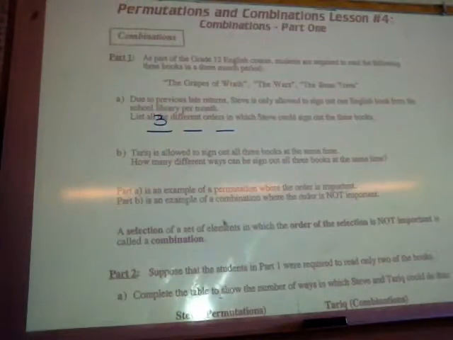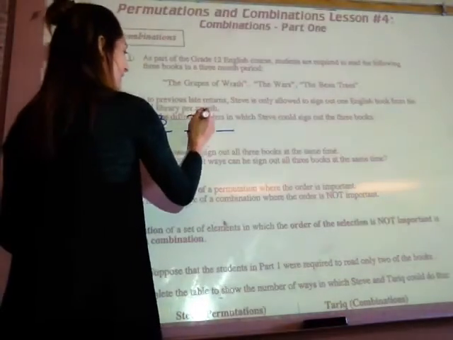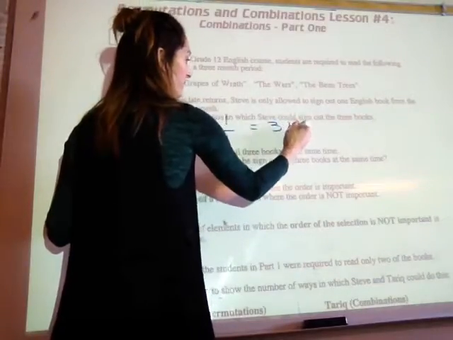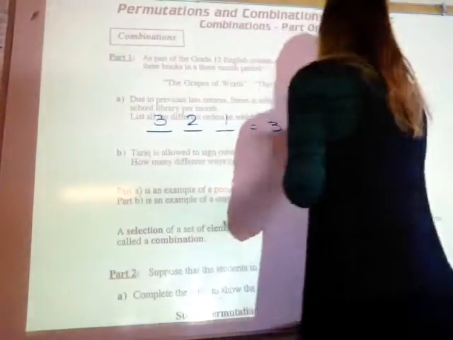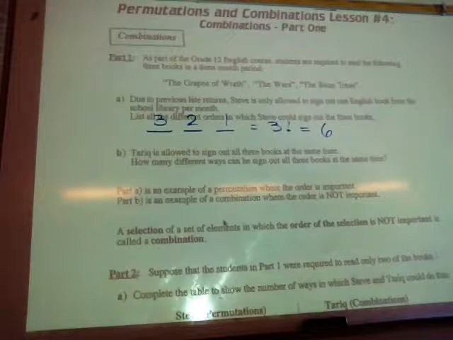He has 3 choices for the first book he wants to rent or take out. Then he has 2 choices, then he has 1. So 3 factorial, which is 6. So there's 6 different ways that he could rent this out.